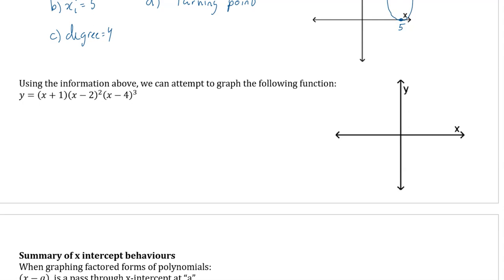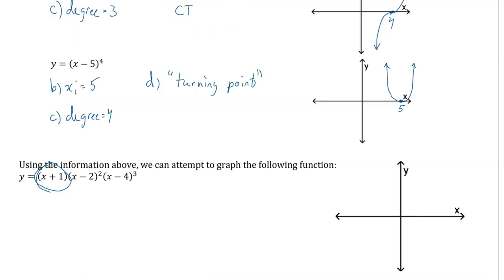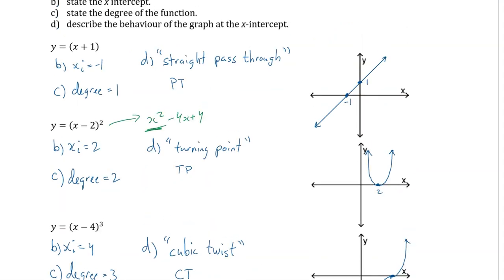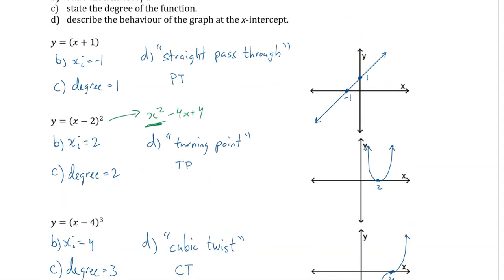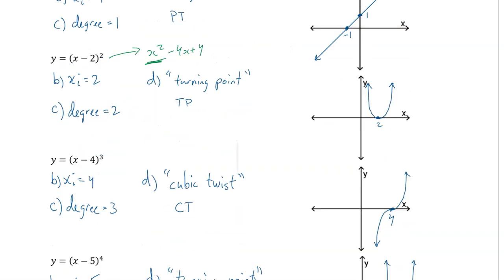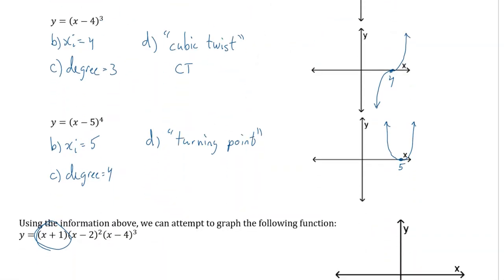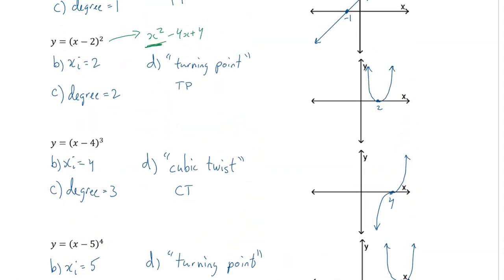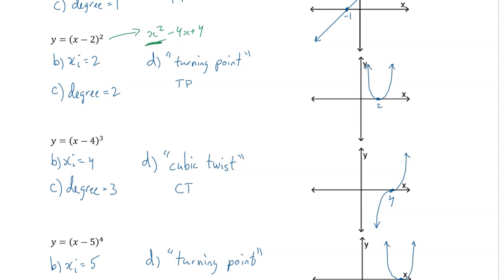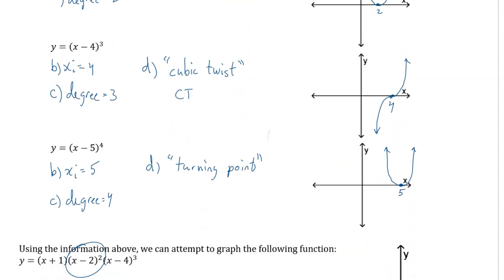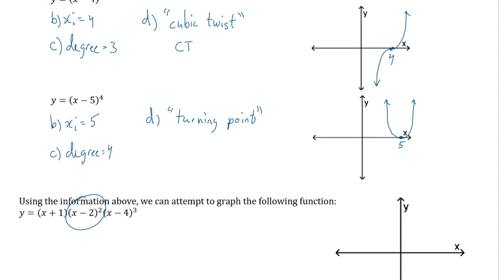So that means this is an x-intercept at -1, just like it was up here. That is a straight pass-through. The next one is an x-intercept at +2, just like it was up there. That's a turning point. The next one is an x-intercept at +4. That will be a cubic twist.